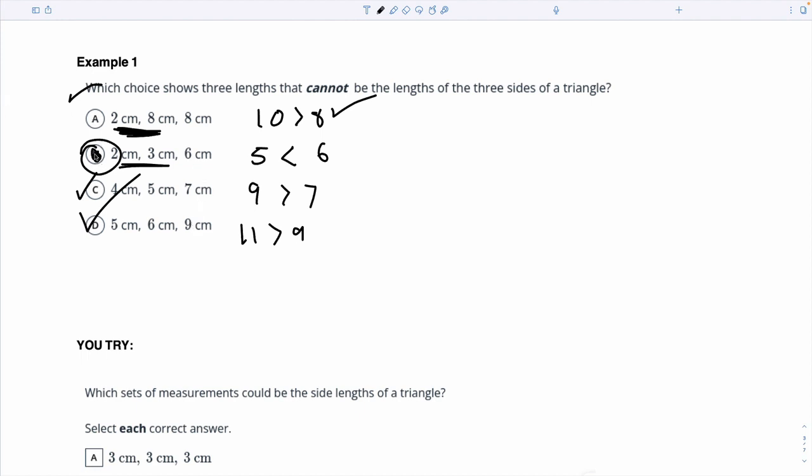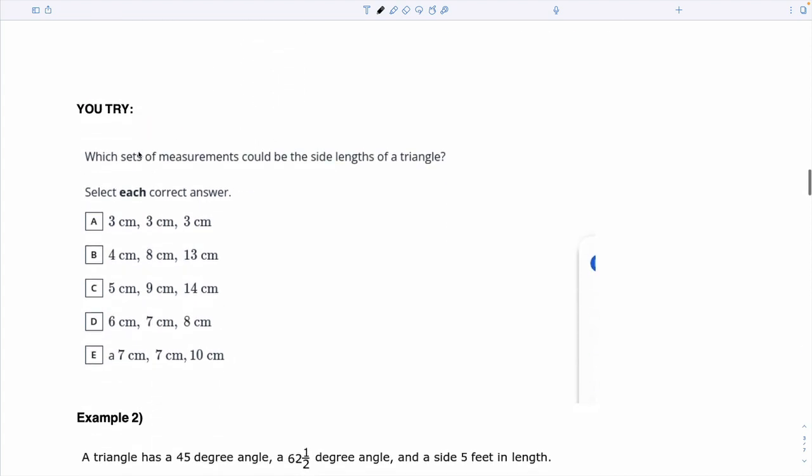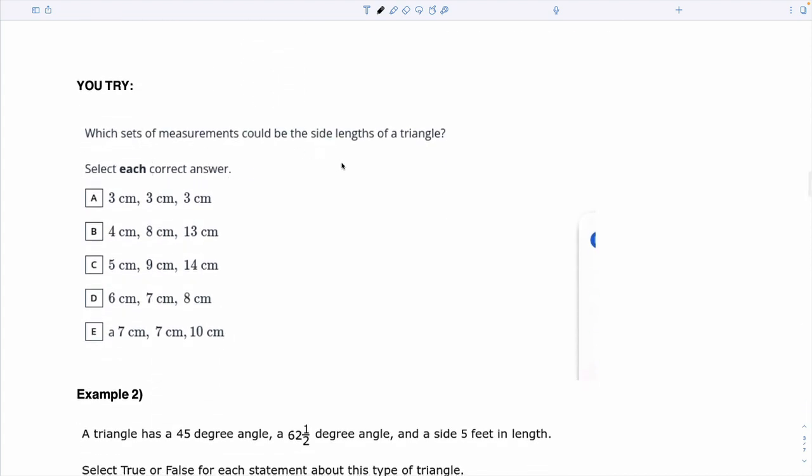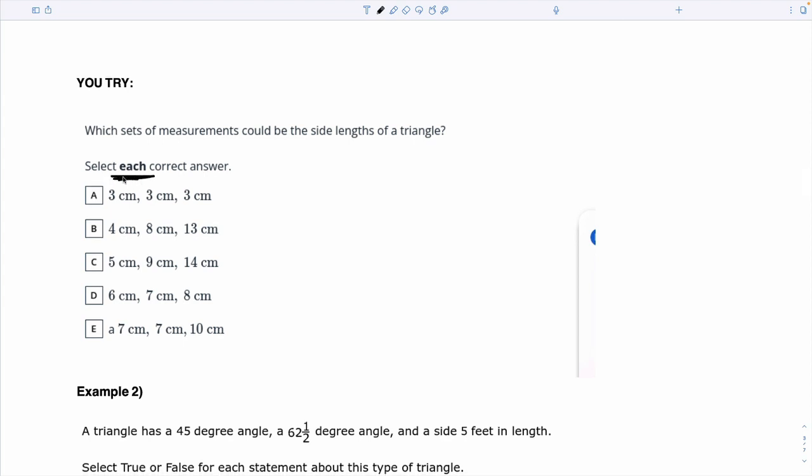That does not work. Go ahead and try this one on your own. Which set could be the side lengths? Select each correct answer. You might have more than one if you see the word. Exact was 2, 2, 3, and 5. 2, 3, and 5 doesn't work. They cannot be exact. 3 plus 3 is 6. Is 6 bigger than 3? Yes.